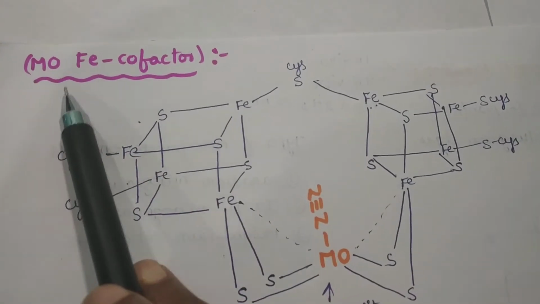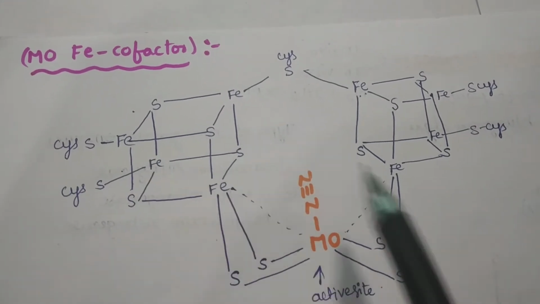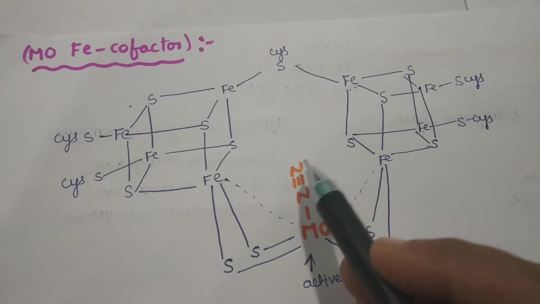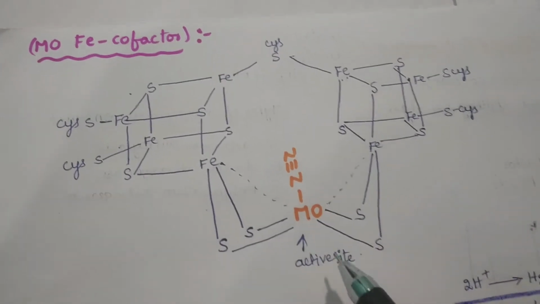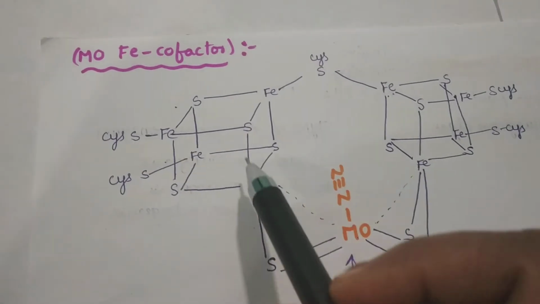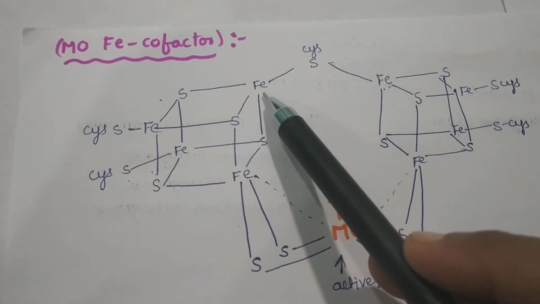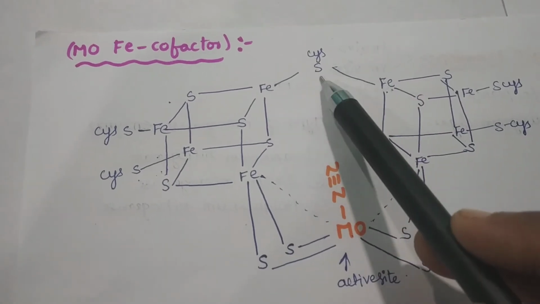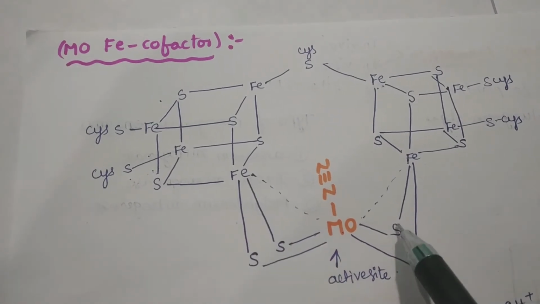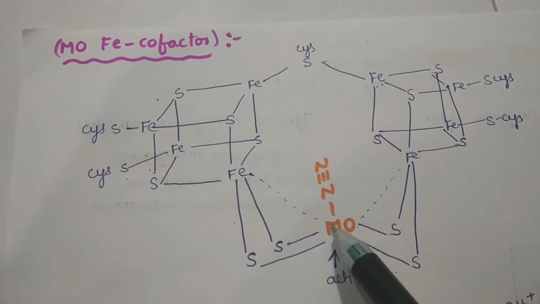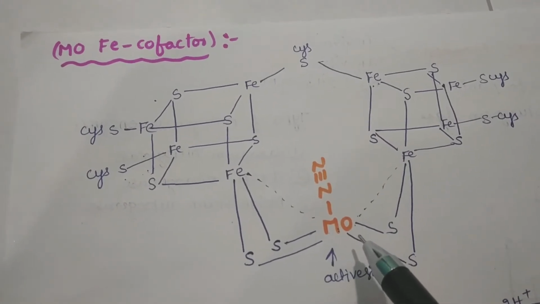This is the structure of the molybdenum iron cofactor. In this structure, we have molybdenum binding N triple bond N. This is the active site of this MoFe cofactor. In this structure, all the iron atoms are attached to cysteine sulfurs, and two iron atoms are attached to sulfurs, two sulfurs, and also molybdenum. This molybdenum acts as the active site of this MoFe cofactor.